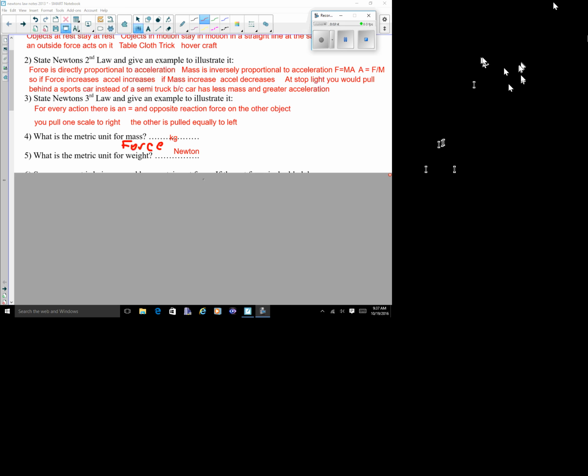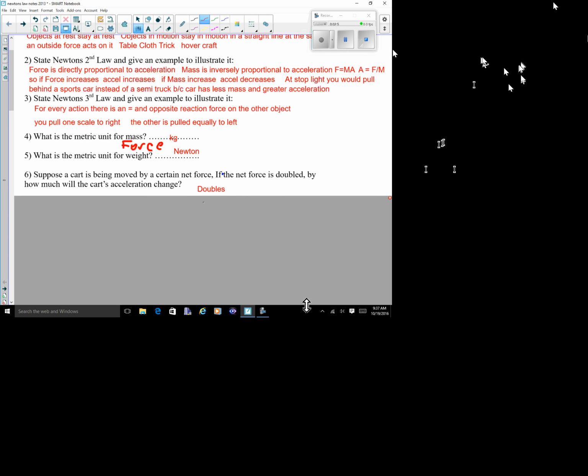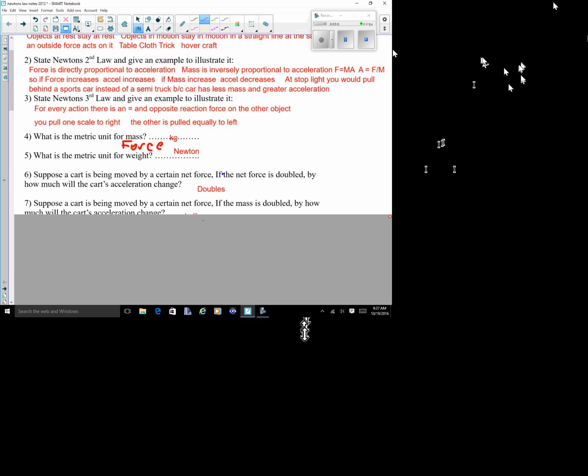Number 6, suppose a car is being moved by a certain force. If the net force is doubled, how much will the car's acceleration change? Well, if it's directly proportional, if you double the force, you will double the acceleration. The inverse happens with the mass, though. If you double the mass of the car, now your acceleration will go down by half.